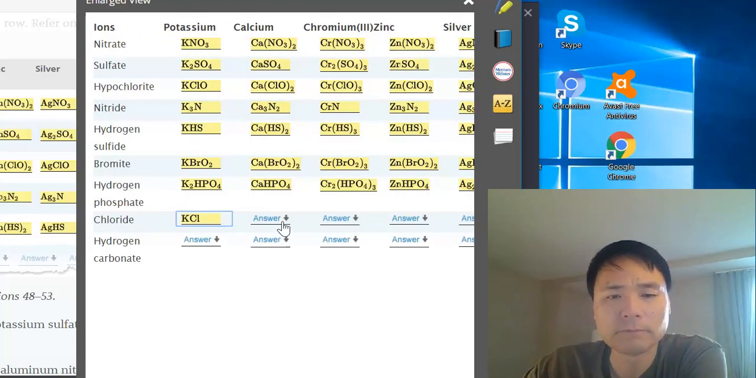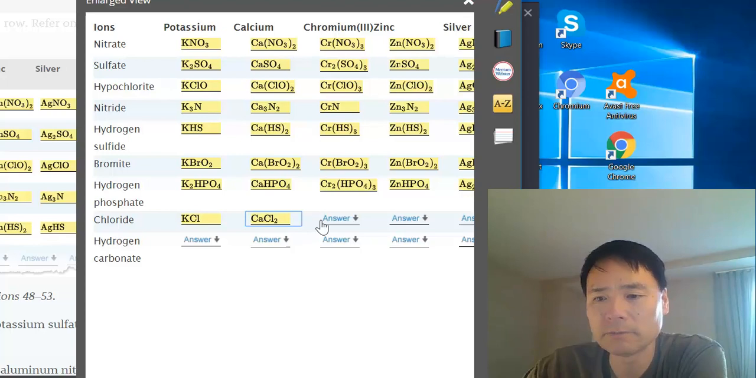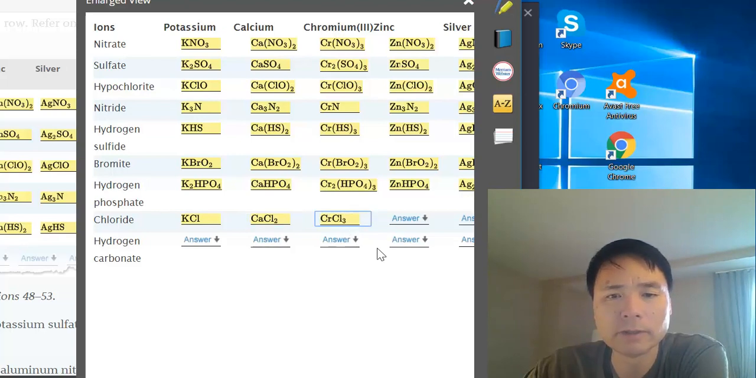Okay, then we've got calcium. Actually, I'm running short on time. Calcium chloride is CaCl2. Chromium is a 3, so we need 3 chlorides here. That would be CrCl3. Zinc is a 2, so 2 chlorides.